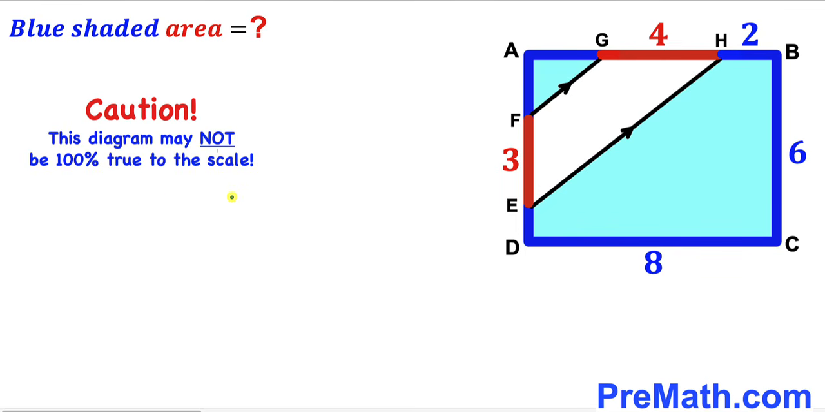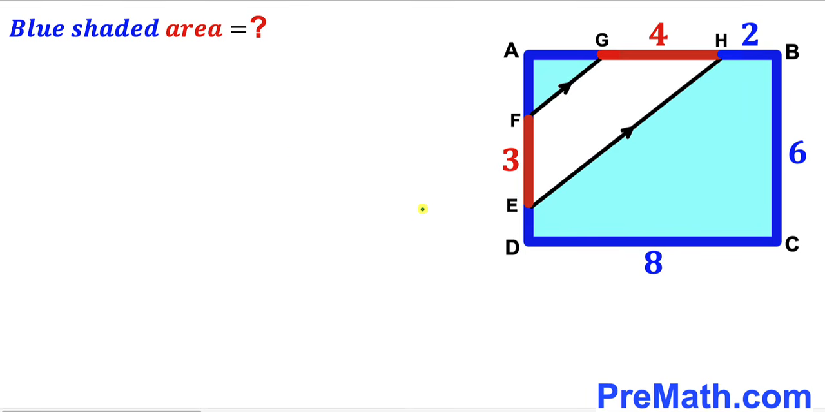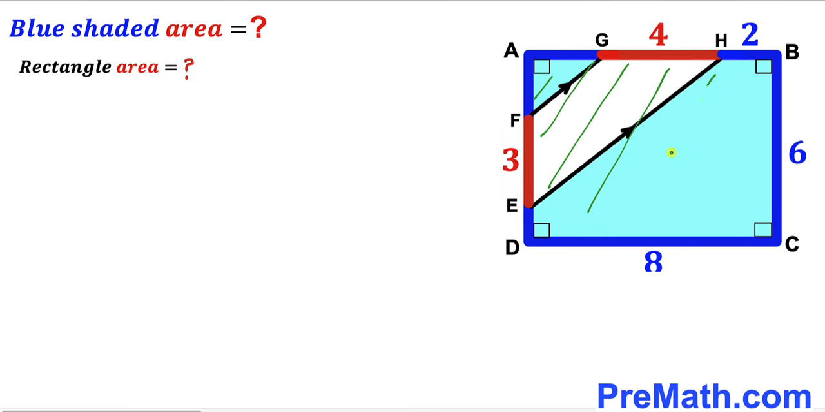Please keep in mind that this figure may not be 100% true to scale. Let's get started and focus on this rectangle ABCD. Just bear in mind that all these angles are going to be 90 degrees each, since we are dealing with a rectangle. Before we proceed any further, I'm going to calculate the area of the whole rectangle ABCD.